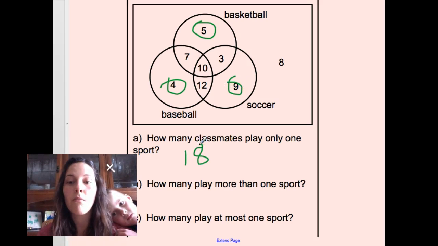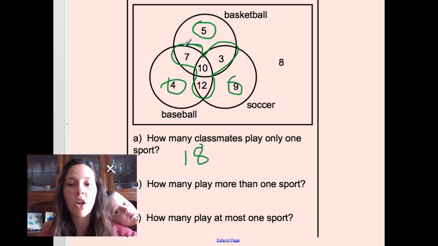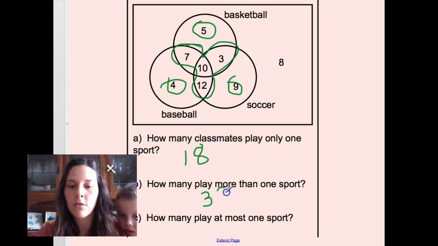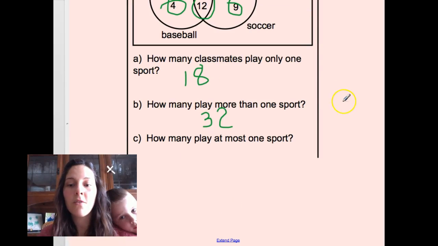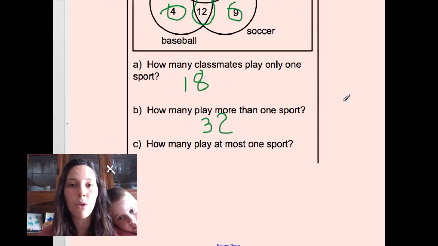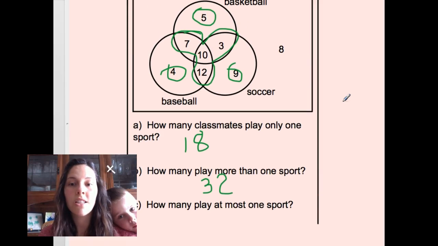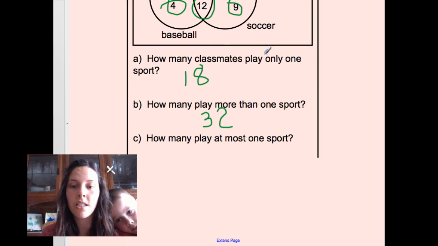How many play more than one sport? So that would be all of the people inside at least 2 circles, inside one of the overlapping sections. So we have 32, if I can add correctly and quickly. And then the final question is, how many play at most one sport? So that's going to be all of the people that play one sport plus the 8 people that don't play any at all. So 18 plus 8 gives us a total of 26.